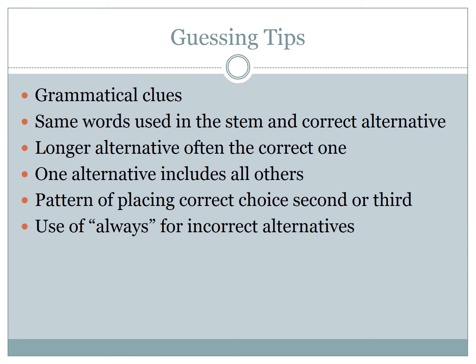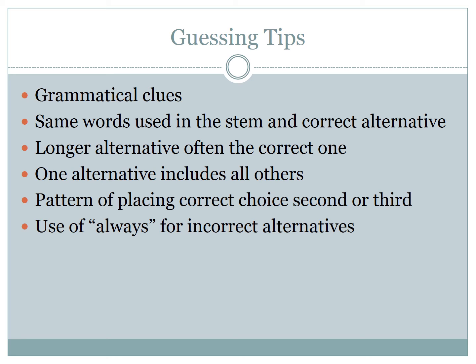More guessing tips. Sometimes one answer will be grammatically incorrect. So it might not match the stem. We call the question the stem. It might not match the stem. The stem and the answer choices should flow together. And if, for example, you have the stem written in the past tense and the answer choices in the present tense, that's probably a pretty good sign that the answer is incorrect.